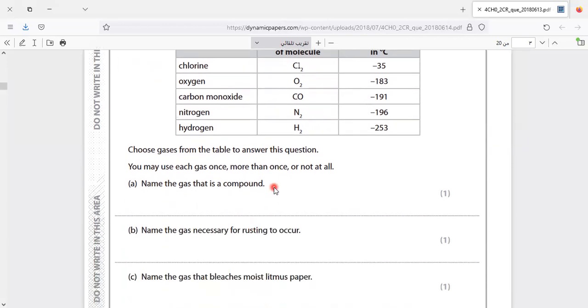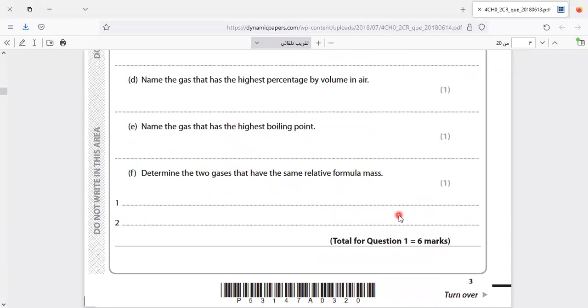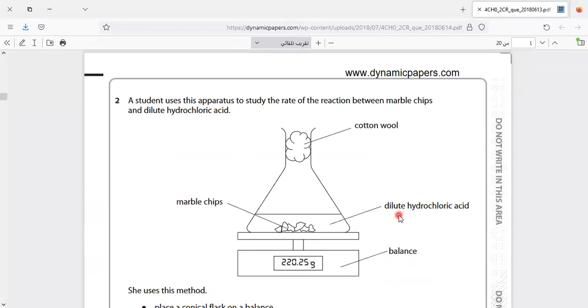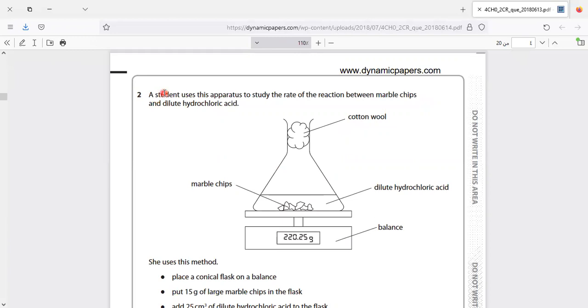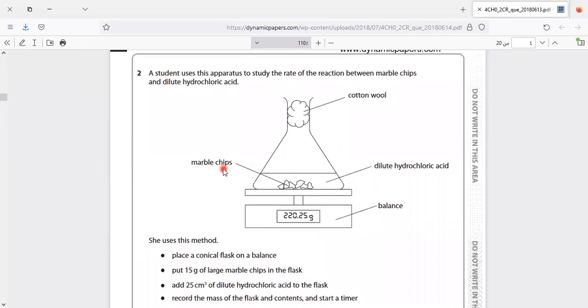This is the first question, 6 marks. Question number 2, read the question. This apparatus is to study the rate of the reaction between marble chips and dilute hydrochloric acid. The student added marble chips to dilute hydrochloric acid and put cotton wool here. The total mass of the flask, acid and marble chips is 220.25 grams.